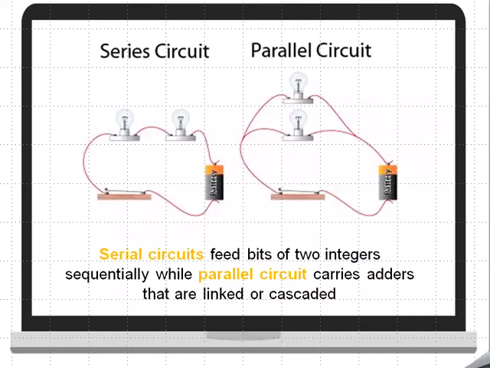To add this integer, we can use two types of circuits. A parallel circuit, here on the right, contains n separate full adders with carries appropriately linked or cascaded. And we can also use a serial circuit with a single adder circuit, where the bits of the two integers are fed sequentially into the circuit and the carry output is delayed and fed to the carry input for the next stage.